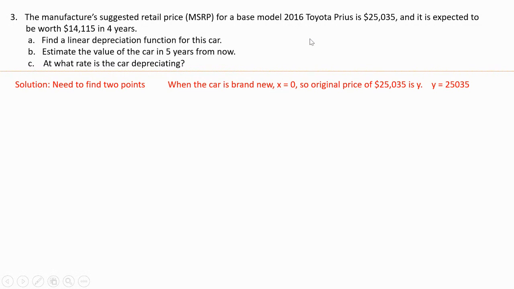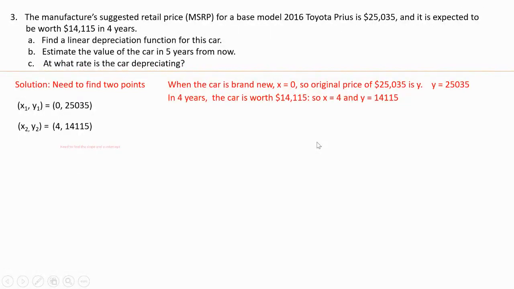But when the car is brand new, right? X equals 0 because there's no miles on it. So X equals 0 because no time has passed. So the original price, which is the $25,035, is going to be the Y. Right? So that's my first point. X1, Y1 will be 0, and the price of the car when it's brand new. Now, we're going to take the last part of the sentence here, and it is expected to be worth $14,115 in 4 years. So in 4 years, the car is worth $14,115. So the X is 4, and the Y is the money, which is $14,115. So that's my second point.